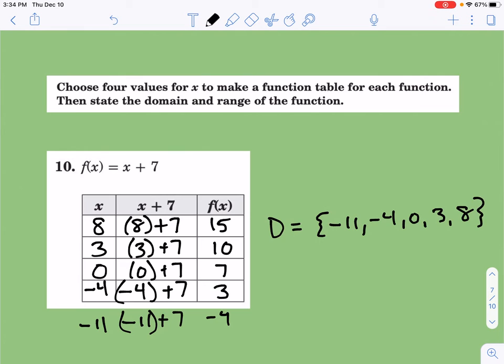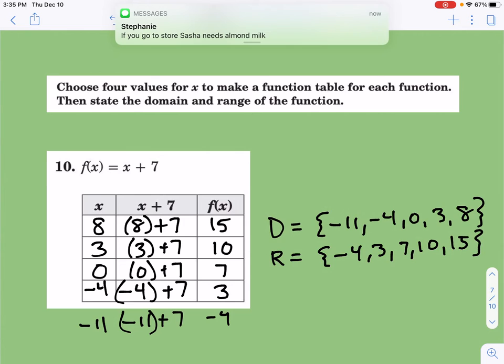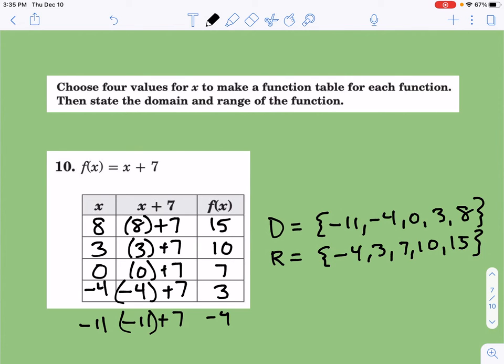And I put it in set notation, which is these brackets. Then for range, it's the same thing. You use the brackets, and then for the range, you just say, what are the values you got out? Well, I got anywhere from -4 up to 15. So -4, 3, 7, 10, 15. So that is where we are at for domain and range with these.